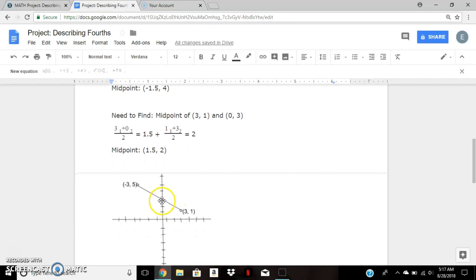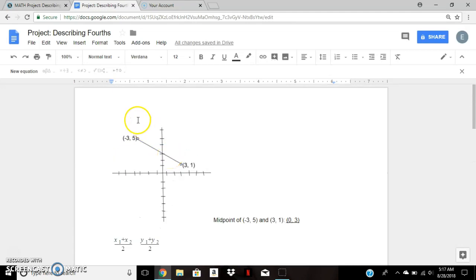How I did this was by finding the midpoint here, and then finding the midpoint of (-3, 5), which is here, and (3, 1), which is here. That's how you describe fourths on a line segment.